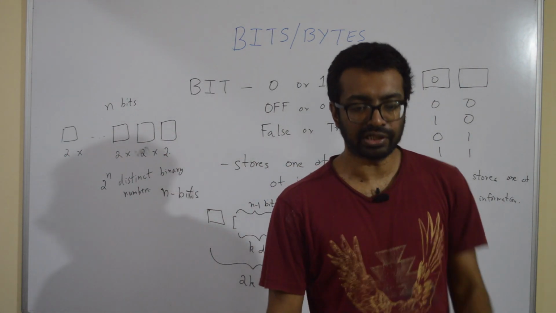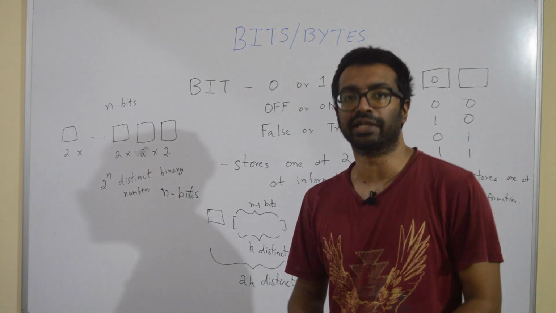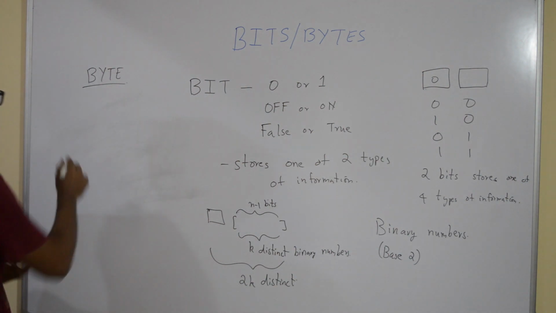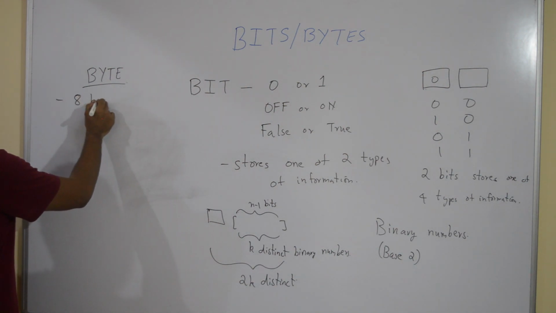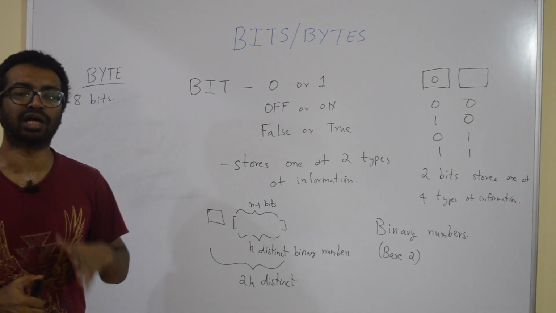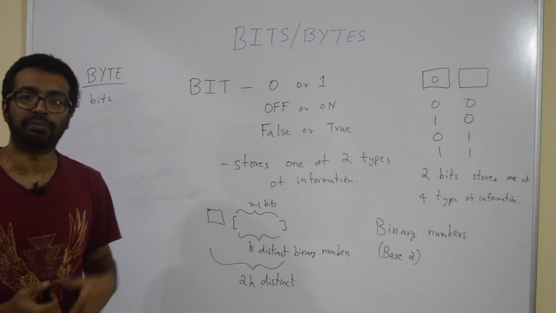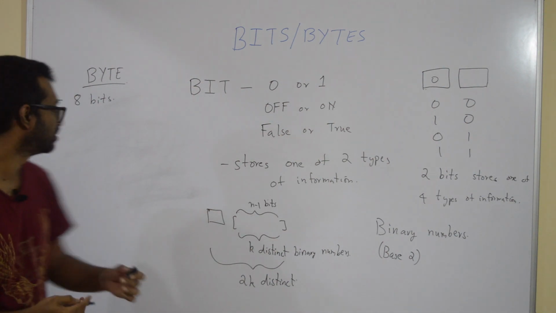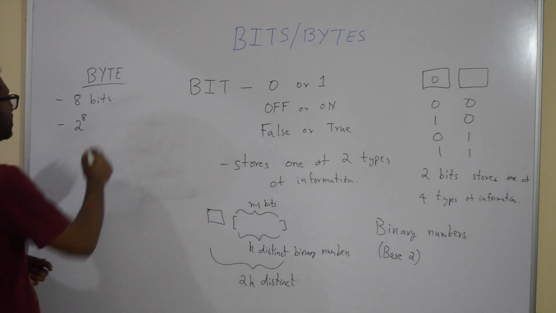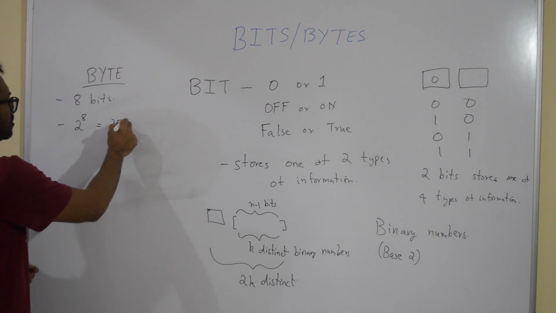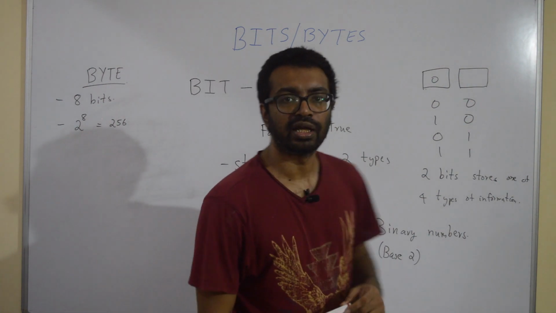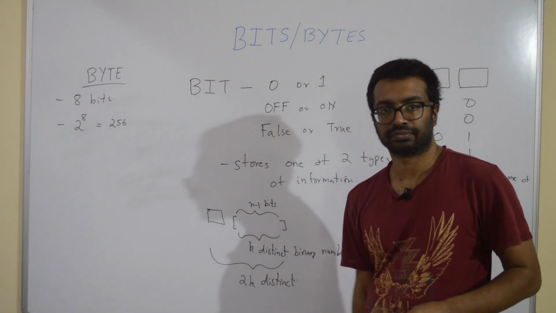Now the next thing we are interested in is what is called a byte. A byte is made up of 8 bits. If a byte contains 8 bits, how many distinct binary numbers are possible in a byte? 2 raised to 8. And what is that? That is 256. So 256 different binary numbers are possible in a byte.